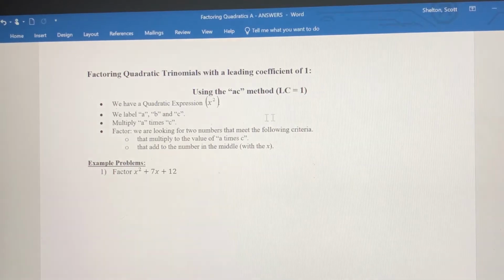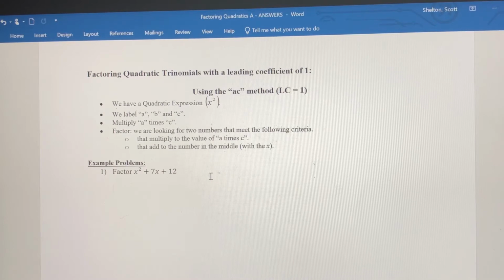In this video, we're going to factor quadratic trinomials. Quadratic means the largest exponent is 2, and trinomial means a polynomial expression with 3 terms. The leading coefficient in this video is going to be 1, so it's a lot easier, with a lot fewer steps. If the leading coefficient is something different than 1, it's going to be a little more work and the process will change slightly.